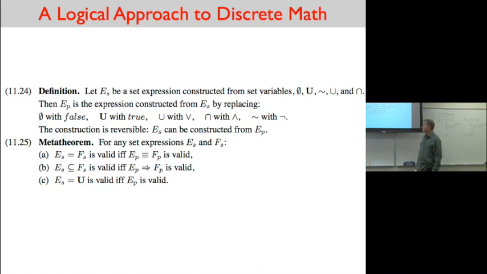Well, except for part B. Part B says E sub s is a subset of F sub s is valid if and only if E sub p implies F sub p is valid. So if you use part B of the metatheorem, then subsets will enter into it. And then here's another one. E sub s equals the universe is valid if and only if E sub p is valid. So there's three parts to the metatheorem.